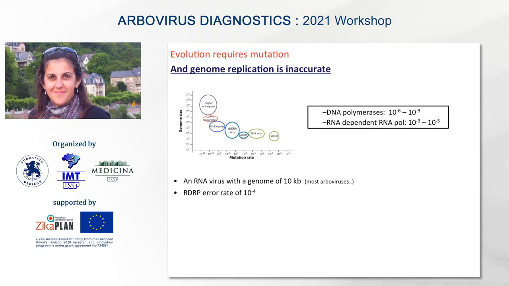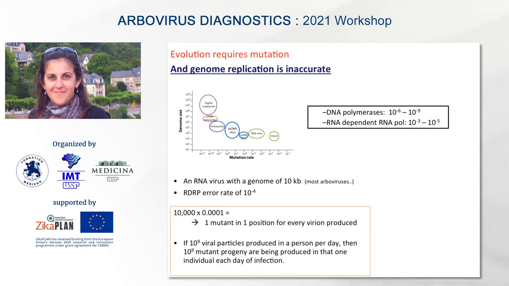This graph shows the mutation rate for different organisms. Just for comparison, you can see that RNA viruses mutate faster than any DNA virus, either single or double strand, which also mutate faster than non-viral organisms. This is mainly because of the type of enzyme they use to replicate. The RNA replicase is very error prone.